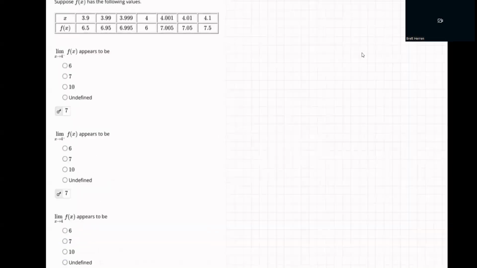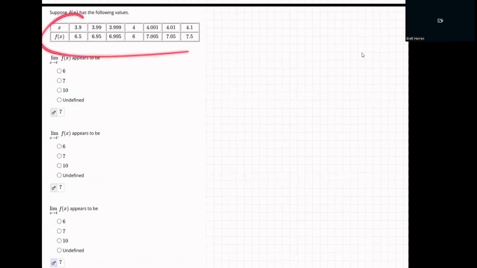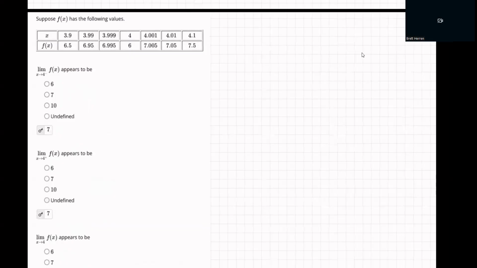Yeah, in this example, they're giving us a table of values up here. They're telling us there's some kind of function, which they're not giving us a formula for. We don't know what it is, but they're giving us the results. When x is 3.9, the function comes out to be 6.5. When you plug in 3.99, it comes out to be 6.95. Plug in 3.999, etc.